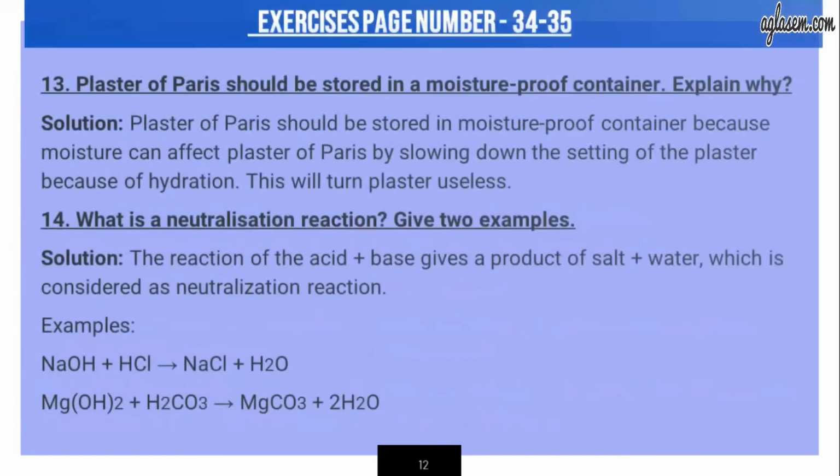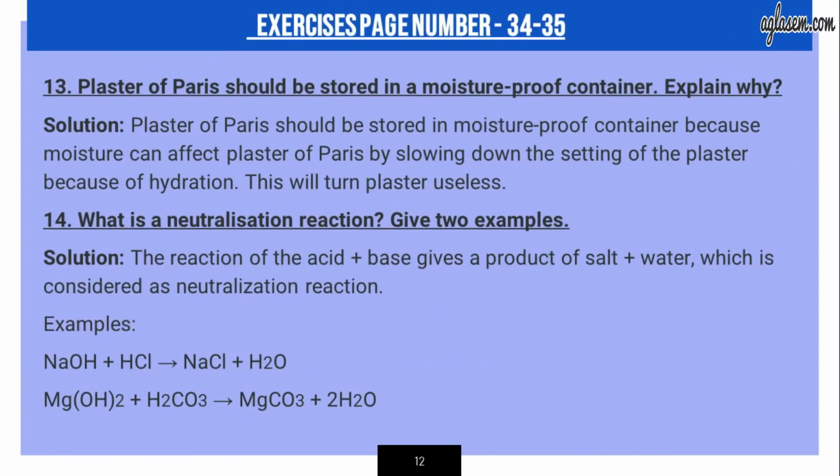Now moving to the next question, that is question number 13, which says, plaster of Paris should be stored in a moisture proof container. Explain why. So the solution for the same is, plaster of Paris should be stored in a moisture proof container because moisture can affect plaster of Paris by slowing down the setting of the plaster because of hydration. This will turn the plaster useless.